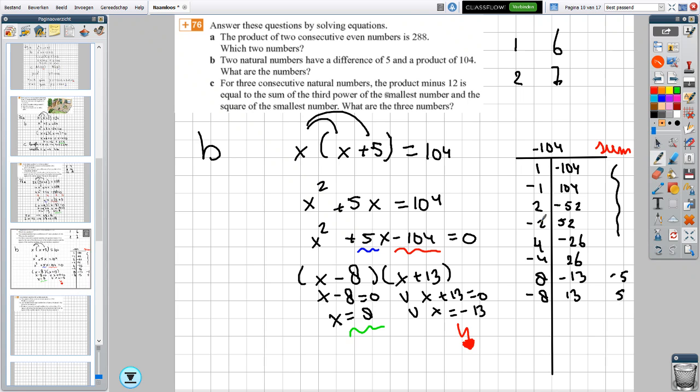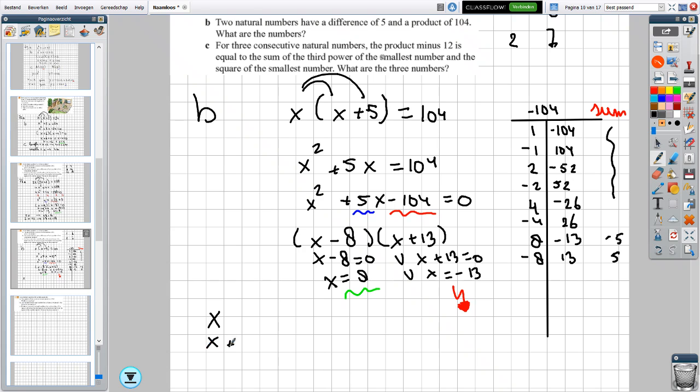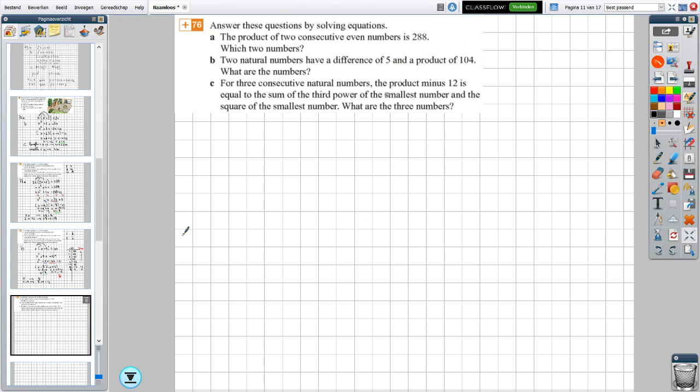So which two numbers do I need? Well, the first number I called X, right? And the second number I called X plus 5. So if I now fill in X is 8, I get my number must be 8 or 8 plus 5 equals 13. 8 times 13 is 104. So I've done this correctly as well. Let's check the last one.